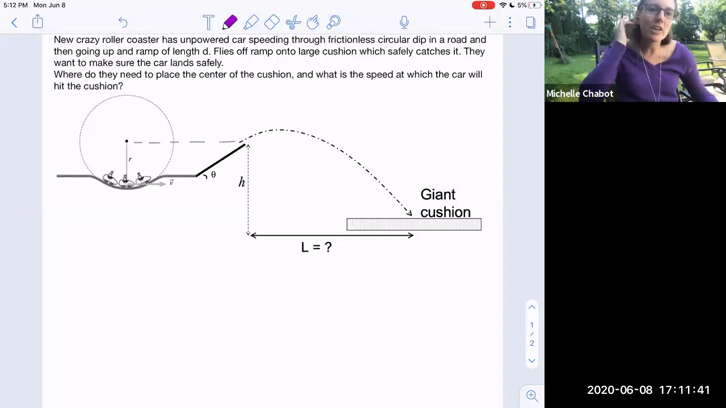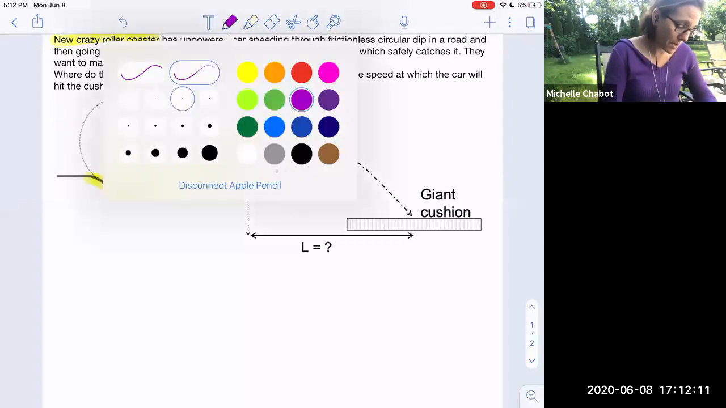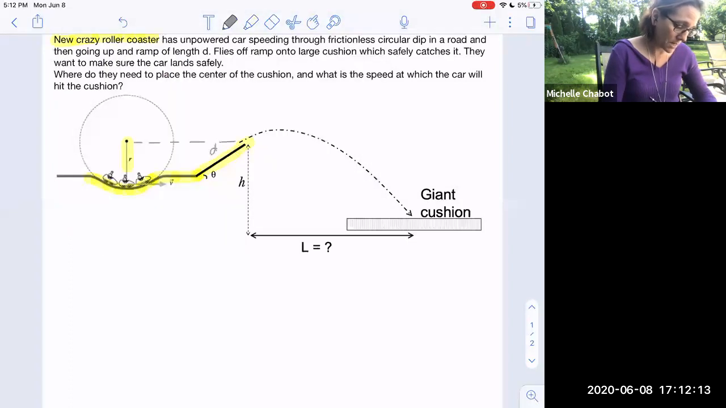In this combined concept example, we are going to look at a roller coaster car that's currently unpowered. So it's just kind of going along the tracks. There's no additional motor or anything like that. And it goes through the circular shaped dip of radius r. And then it's all frictionless, and it goes through that circular dip in the road, and then it goes up the ramp of length d. So the total length along the ramp here is going to be d.